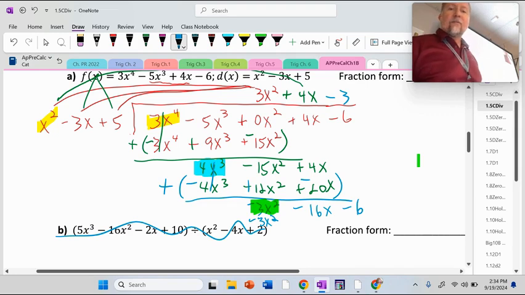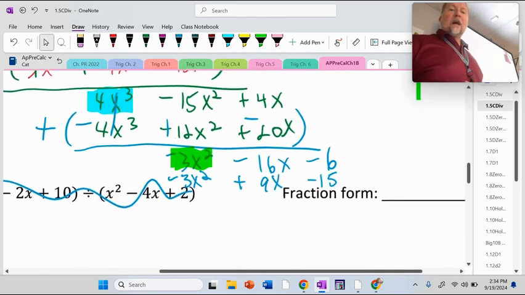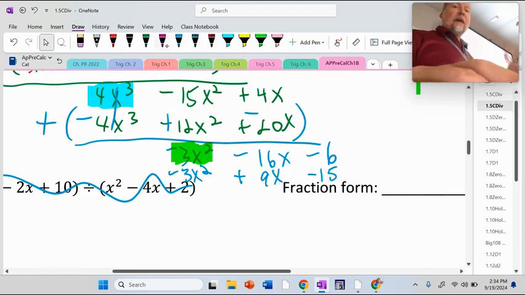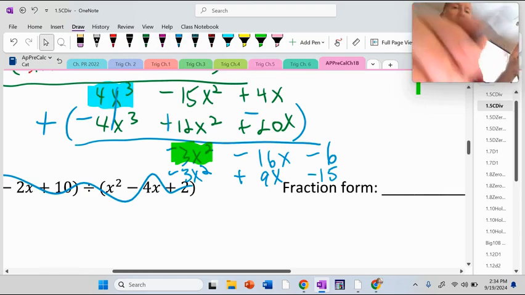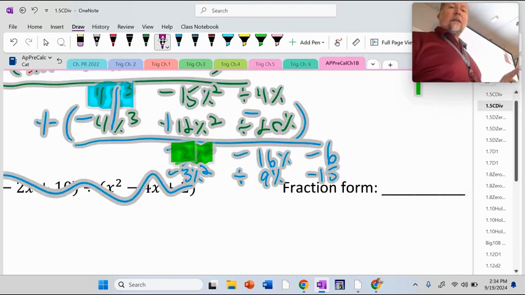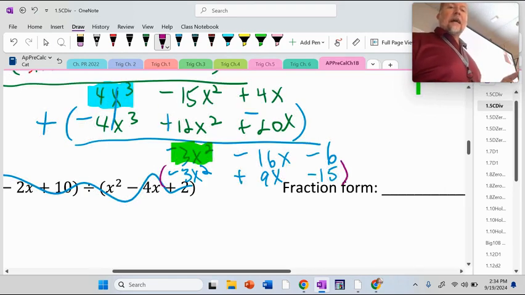Negative 3 times negative 3x is 9x. And then negative 3 times 5 is negative 15. So those that say this might be hard, it's just you have to be careful. You have to keep track of these steps. It's not hard. You just have steps to do.